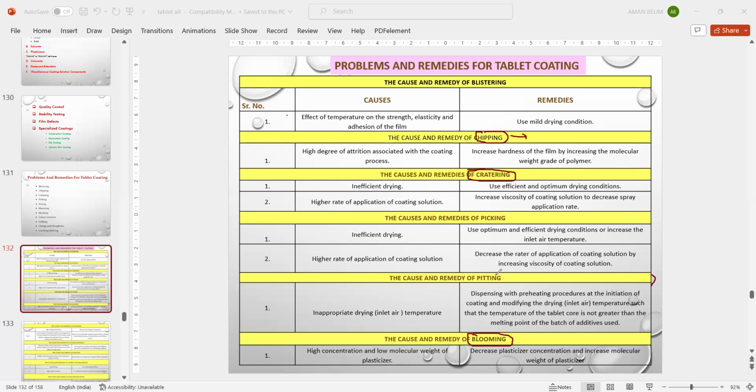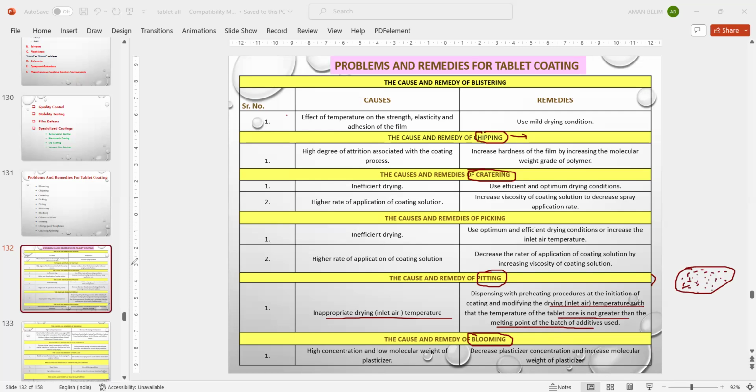And one more is pitting. In case of pitting, it is due to inappropriate drying of the tablet. Pitting is simply where your tablet surface will look like this. Right, this is pitting.